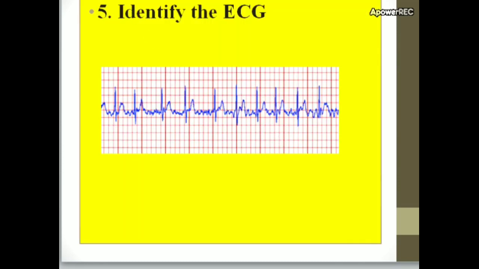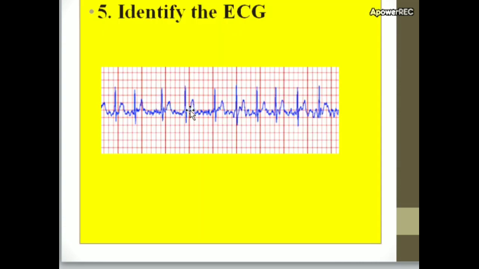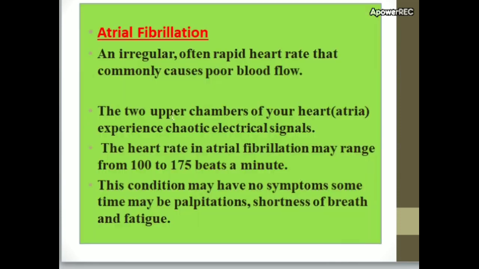Next question, identify the ECG. Now find out what is the rhythm in this ECG. We can move on to the answer page. Atrial fibrillation. This is atrial fibrillation. When you see an ECG like this, you can find out this is atrial fibrillation.